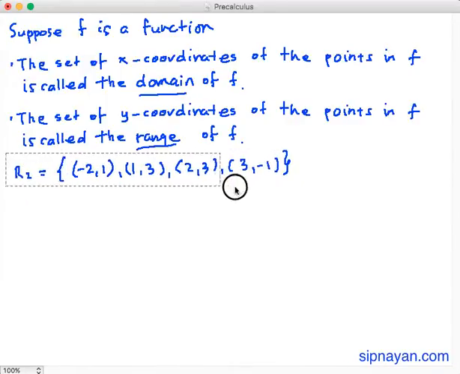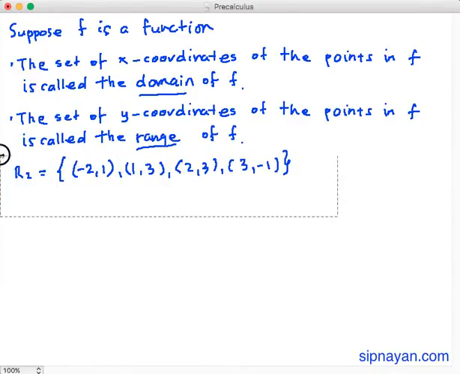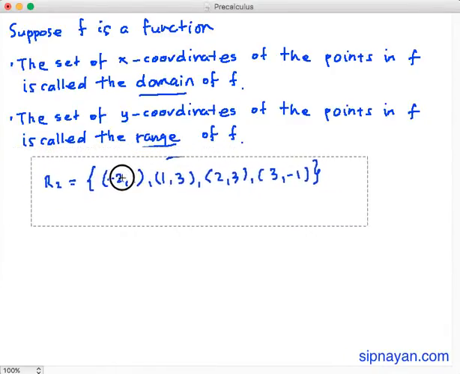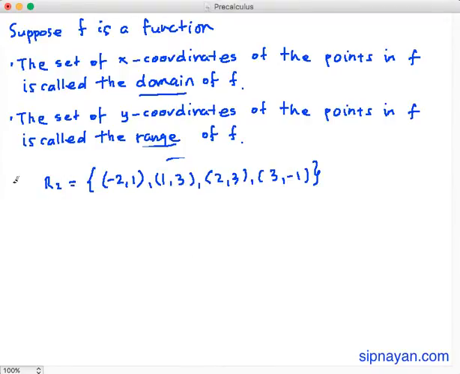So dito sa R2, kung napanood nyo yung previous video, this R2 is a function. Isa sa mga example natin sa previous video. Ano ang domain natin dito? This is example 1. Ang domain natin ay yung mga x, no? Yung mga unang numbers sa bawat ordered pair. So, meron tayong negative 2, meron tayong 1, unang number sa bawat ordered pair. We have 2 and we have 3.